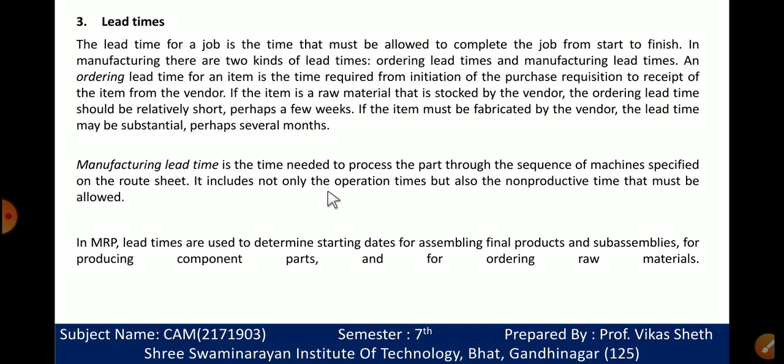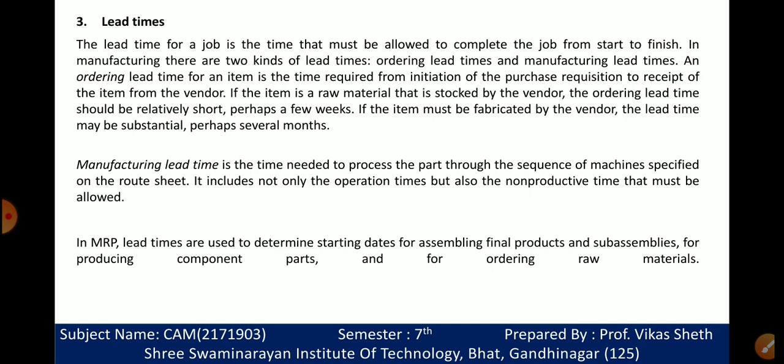It includes not only operation time but also the non-productive time that must be allowed. Okay, manufacturing lead time means what? It is the time from the starting of the process when you start to move the material. Once you hand over the raw material, the manufacturing lead time starts and goes up to the end, means up to the dispatch, when the product is prepared and ready to go, right?